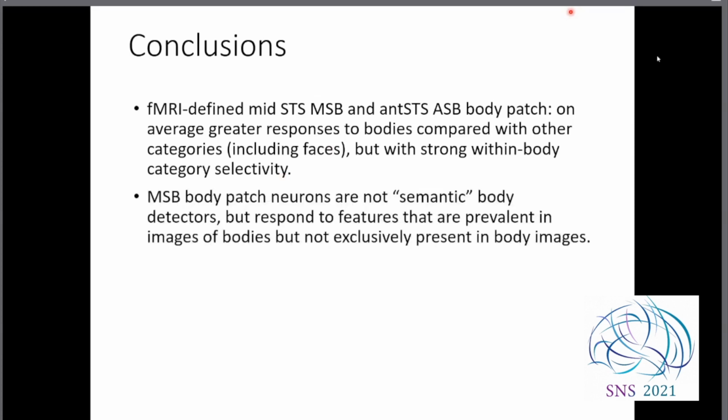So these are not semantic body detectors, but they respond to features that are prevalent in images of bodies, and sometimes when these features are present in non-body images, you can also have a response to these non-body images. I showed some examples of those. So these are not semantic body detectors. They respond to features that happen to be present a lot in bodies.